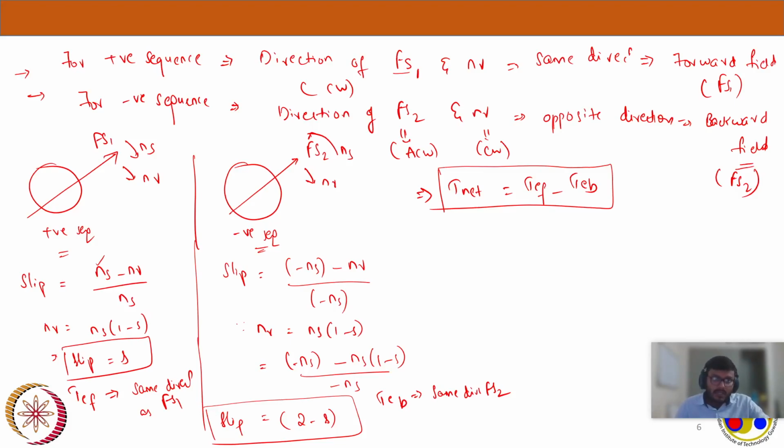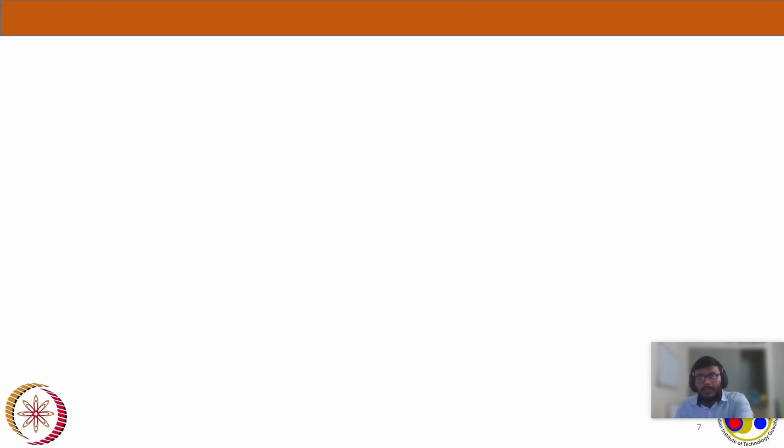So this is how the slip values and the torque values of these two systems would look. For the positive sequence, the slip is S and the torque will be in the same direction as FS1. For the negative sequence, the slip will be 2 minus S and the torque will be TEB, that is the backward field torque.